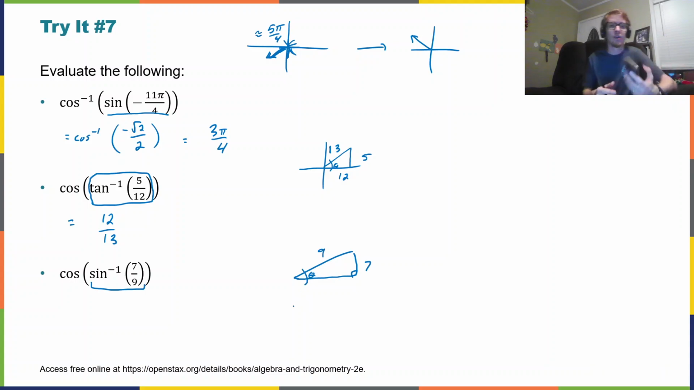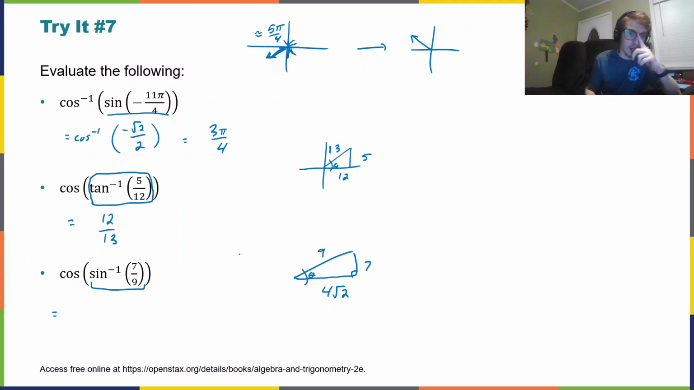Use our Pythagorean theorem once again. That'd be 81 minus 49, which is 32. So the adjacent side is the square root of 32, which is 4 square root of 2. 4 times the square root of 2.